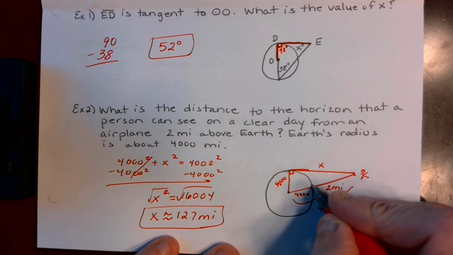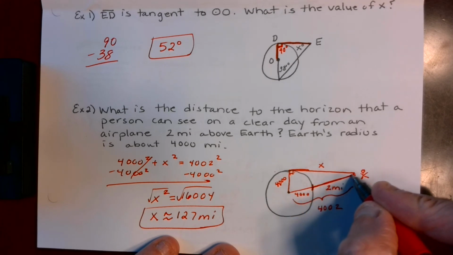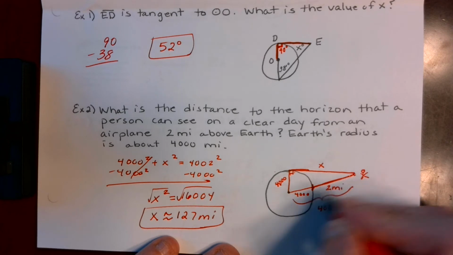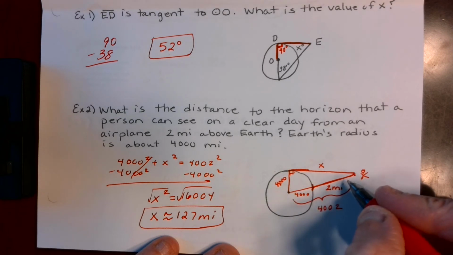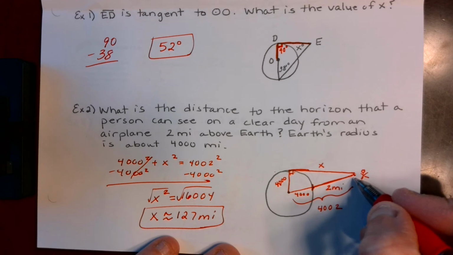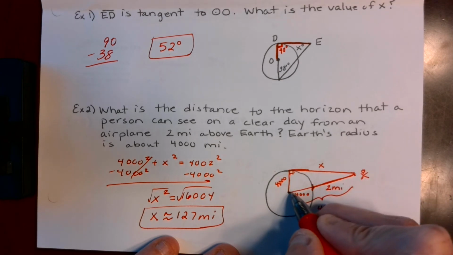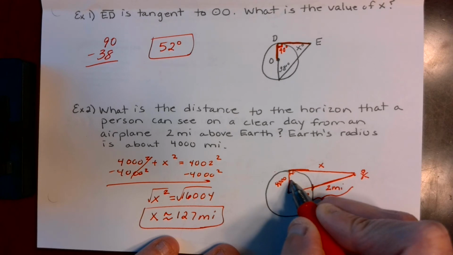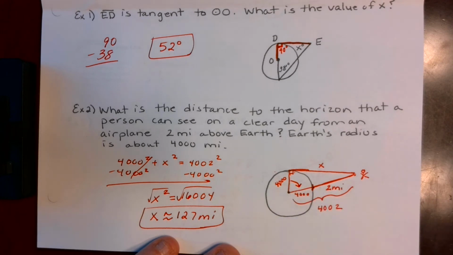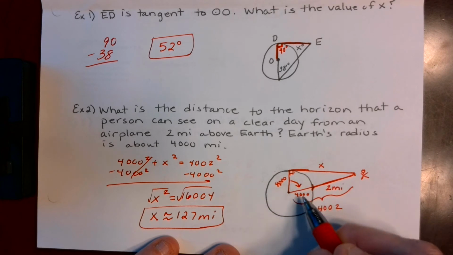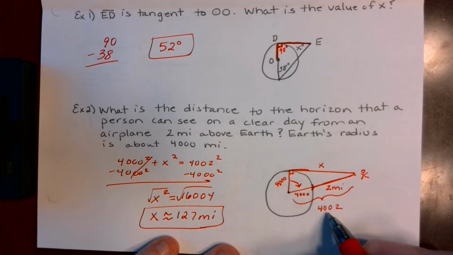But now here's the key. This is 2 miles from the Earth to here, okay, not the whole thing. That wouldn't make sense, would it? The hypotenuse can't be 2 when a leg is 4,000. We do know this radius, because this is the same. So it's 4,000 plus 2, which is 4,002.